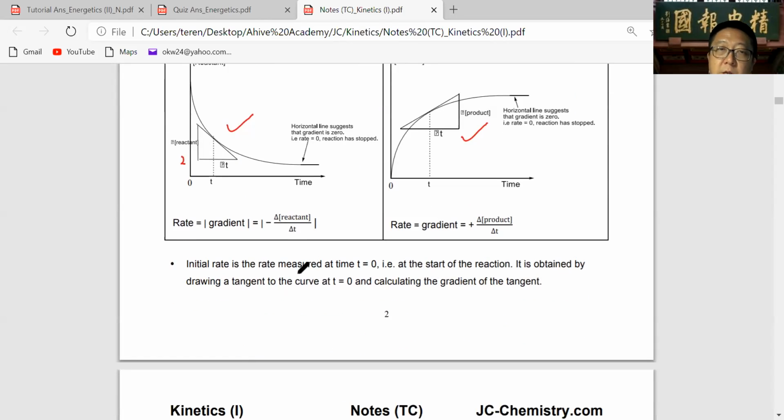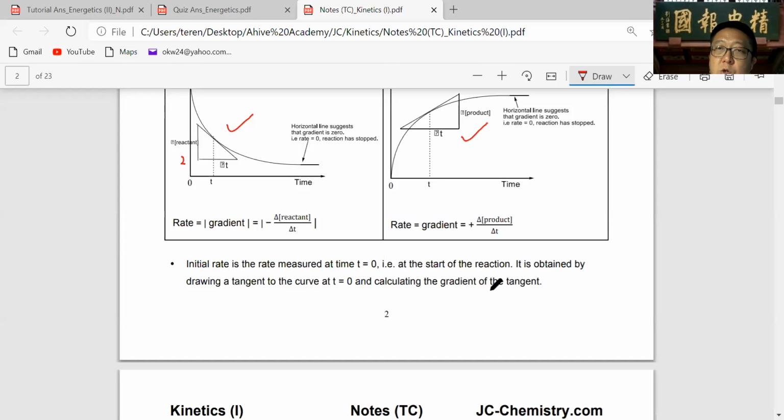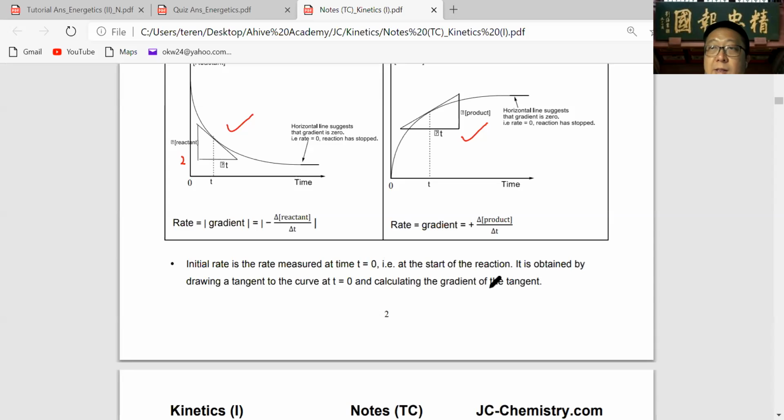Initial rate is obtained by drawing a tangent to the curve at t equals 0 and calculating the gradient of the tangent. Later in the tutorial question, I will pull it out for you, because sometimes you involve two reactants, A and B, so they have to plot changing the concentration of one reactant. So you have a series of curves coming down. They need to use this initial rate method to confirm the order of reaction with respect to the other reactant. So right now, just take note of order of reaction at the back of your mind. Later when we see the question, we'll talk more about it. For the time being, just take note of initial rate.